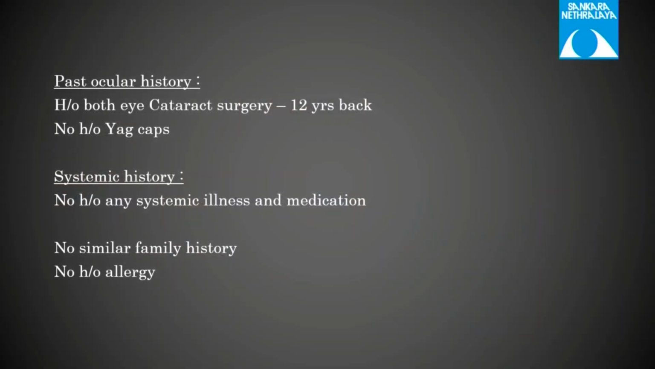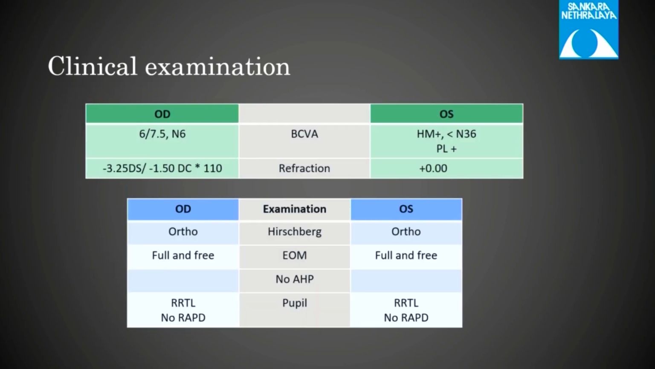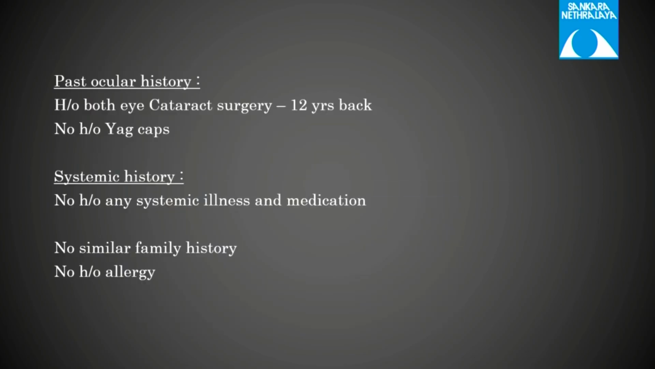She had no history of systemic illness and not on any medication. No similar family history and no history of allergy. Hold on. So, why did you ask for systemic history? And what is the importance of family history of RD?